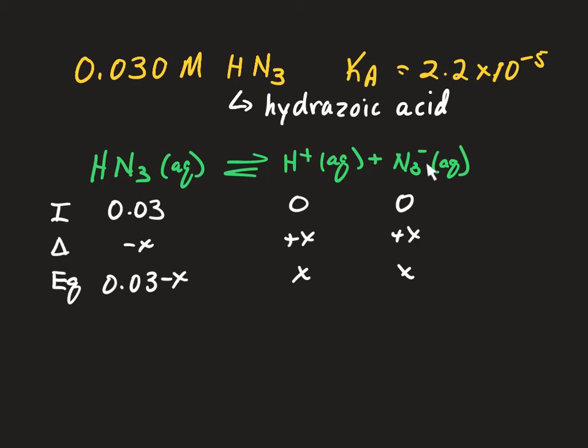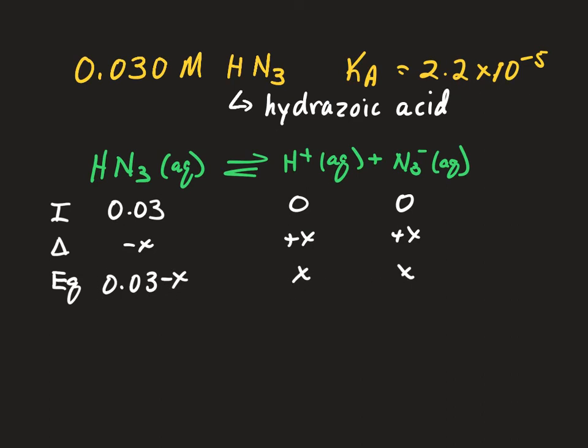I've got the equilibrium, hydrazoic acid dissociating to form hydrogen ions in the water and azide ions in the water. Our initial concentration of hydrogen ion and azide ion is 0. If x of our acid dissociates, we get x hydrogen ions and x azide ions. We get 0.03 minus x, x, and x.